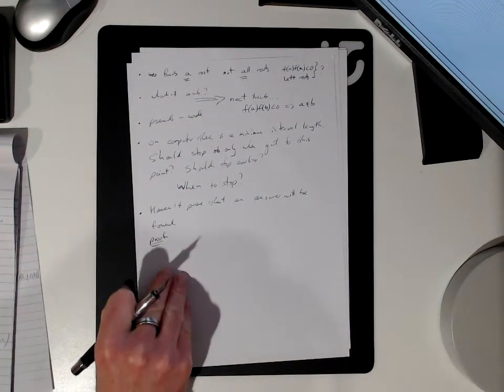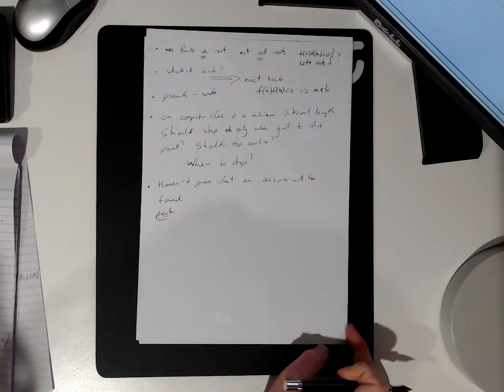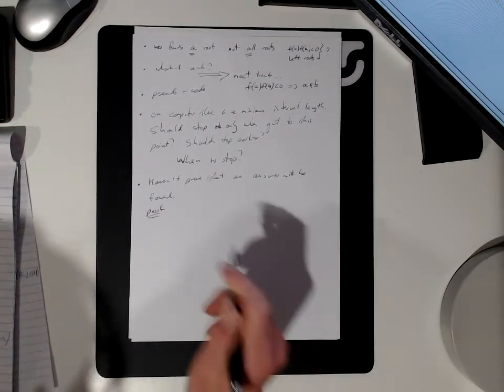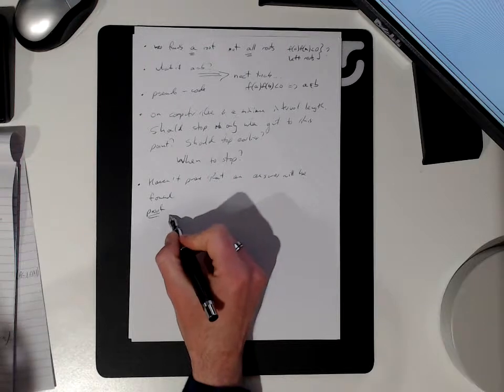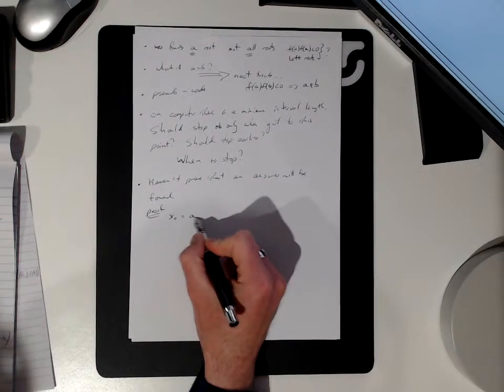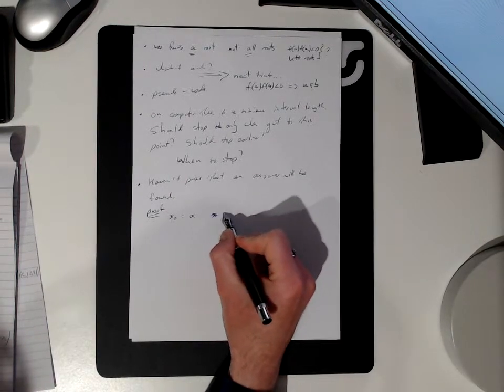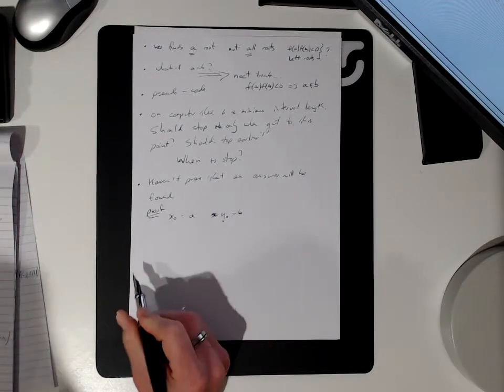Okay. Now at the same time I'm going to look at the rate of convergence, but I'm not going to describe it that way. Okay, so here we go. x0 equals a, y0 equals b.